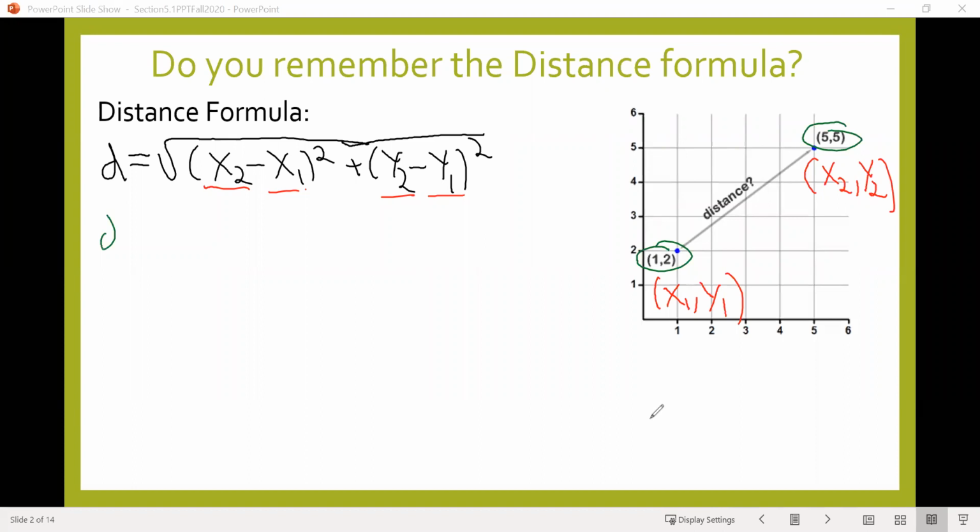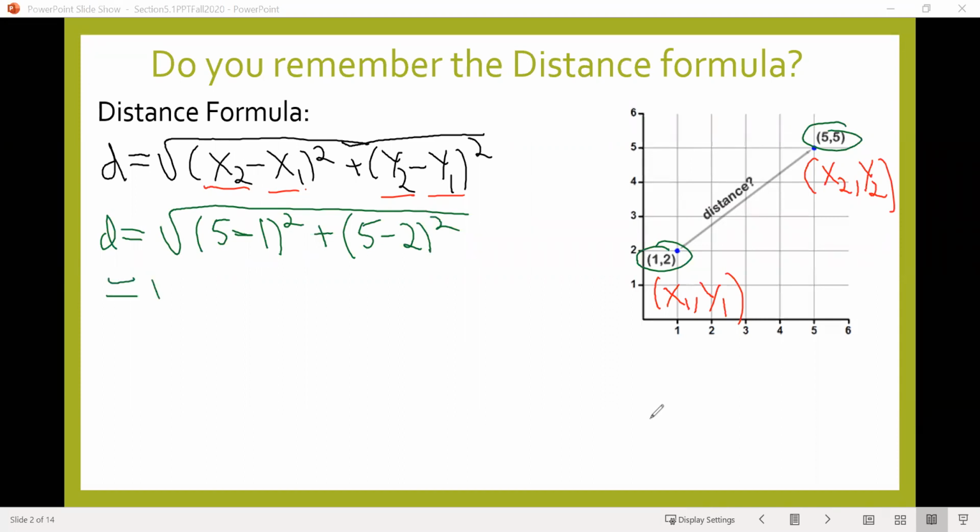So here we'll do distance equals. As I mentioned, the value 5 is x sub 2, so we plug that in for x sub 2 in the formula, minus the value for x sub 1, which is 1, squared, plus the value for y sub 2, which is 5, minus the value for y sub 1, which is 2, and that is also squared.